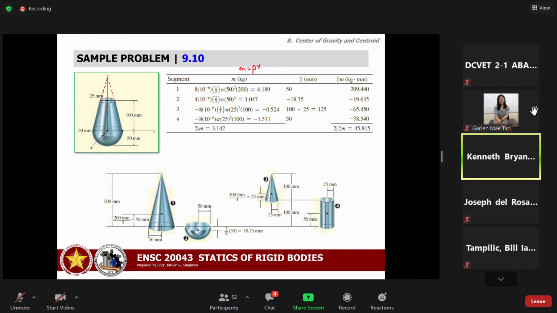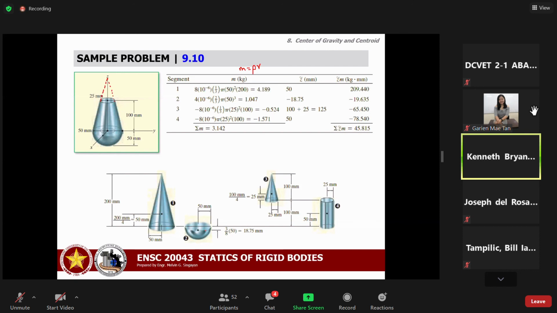Okay? So, ito yung sagot niyan: 4.189, 1.047, negative 0.524, and negative 1.571. So, get the sum of this. Then, for Z curl, the location of the centroid from the origin. So, Z curl for segment 1, since this is a cone, from the formula for solids, the location of the centroid ng cone is at h over 4. So, if the height is 200, the location is at 50. And this centroid is above the origin. So that is positive.